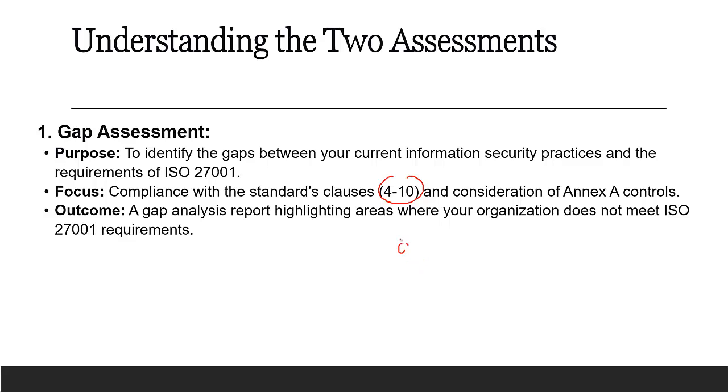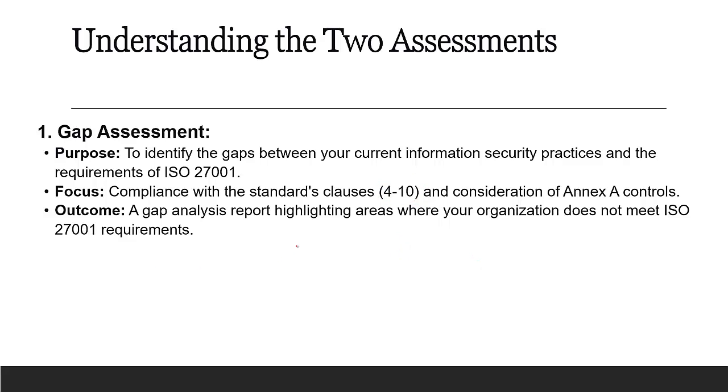So current state, what we have, and desired state, we need all of clause 4 to 10, because that's required to pass the audit. By doing a gap assessment, we can highlight the areas where the organization does not meet the ISO 27001 requirements. Now I've seen a lot of people get confused.